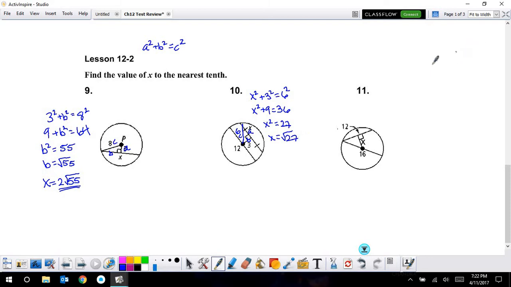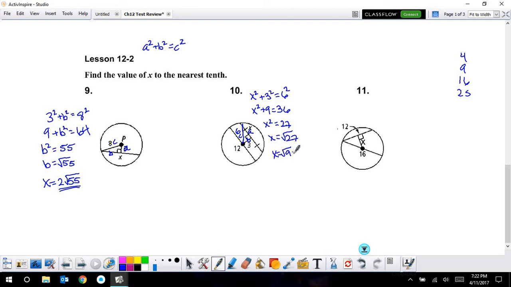So for pre-AP, remember you have to break down the square root. So I've got 4, 9, 16, 25. These are my perfect squares. The biggest one that goes evenly into 27 is 9.